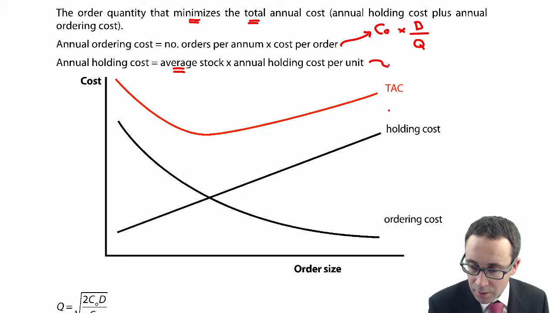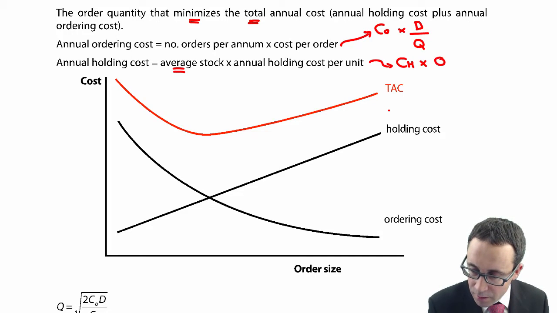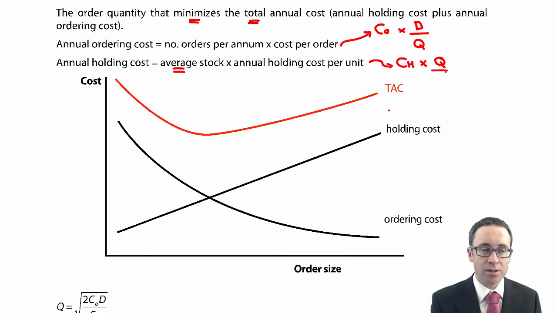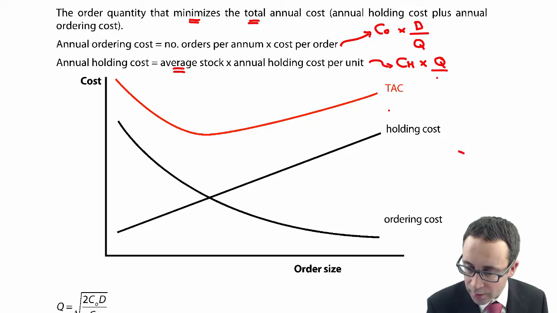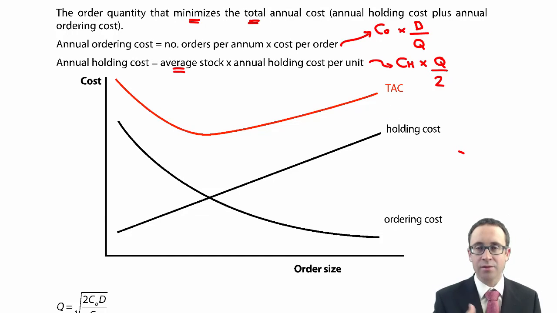The annual holding cost is your average stock level multiplied by your annual holding cost per unit. So we look at our holding cost per unit, and we need to look at the average quantity of stock. So we take the quantity, which is Q per order, and divide that by 2 to work it out as a very simple arithmetic average. Okay, just dividing it by 2.